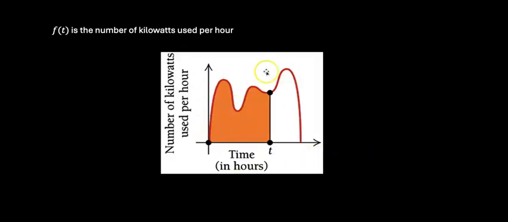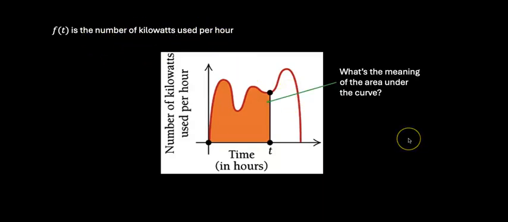Here's another example. The red curve represents the number of kilowatts used per hour. Again, the question is, what's the meaning of the area under the curve? It represents the accumulation of units.